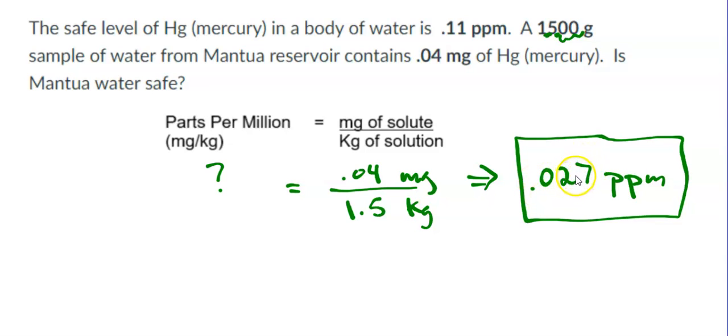So the question, though, is really saying, is Manaway water safe? If it is above the safe level, the answer would be no, but since it's less, then the answer is yes. Now, there's all sorts of other things in Manaway water, like swimmer's itch, so swim at your own risk. And once again, it probably has way less mercury in it than this. This was just an example problem.